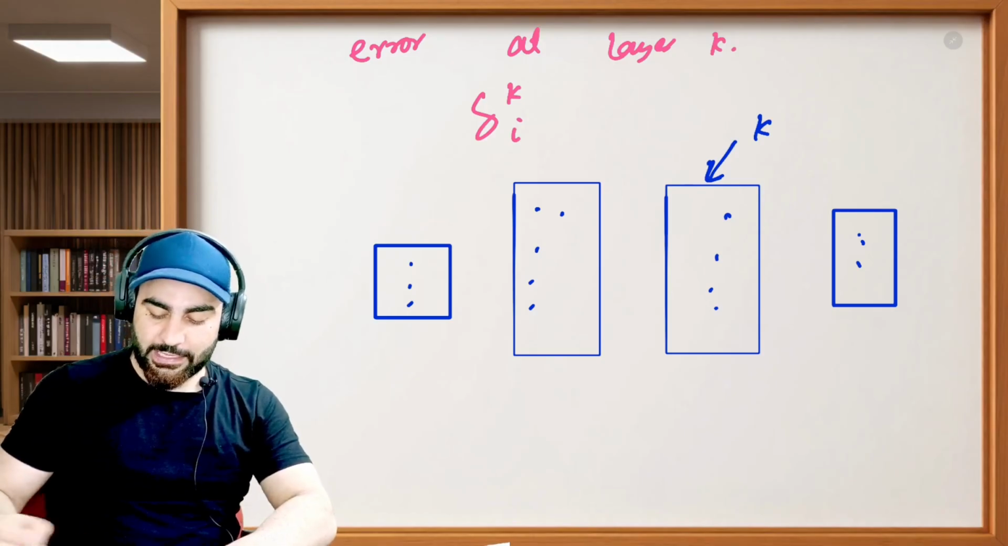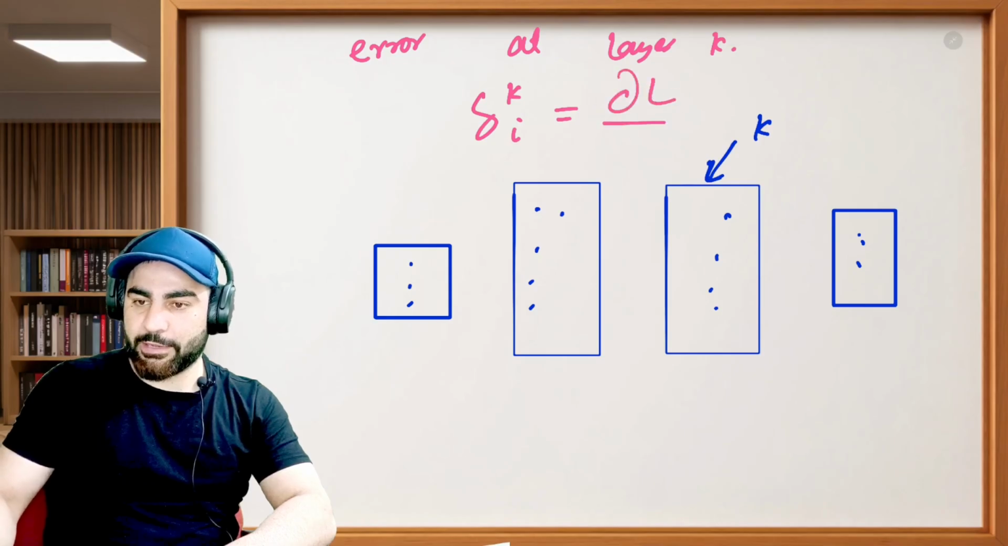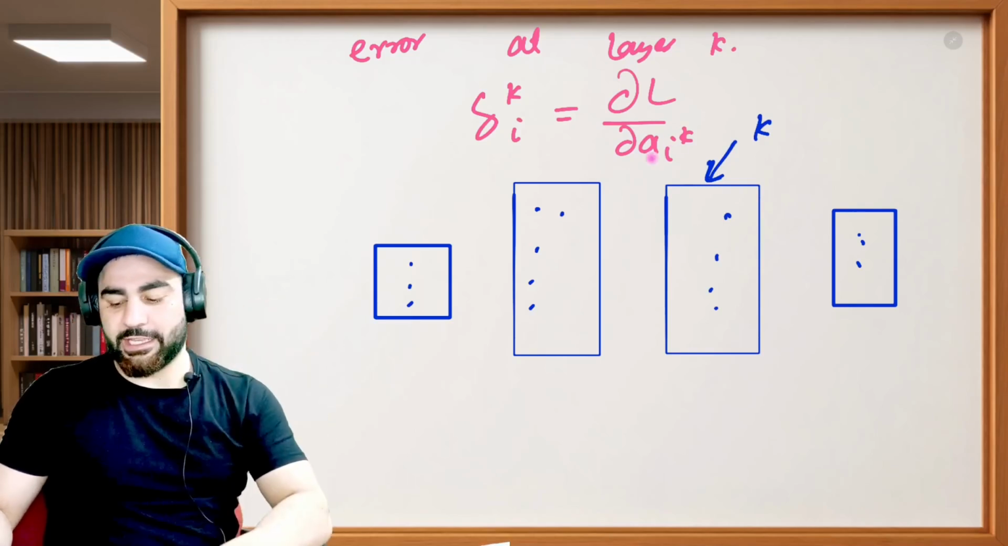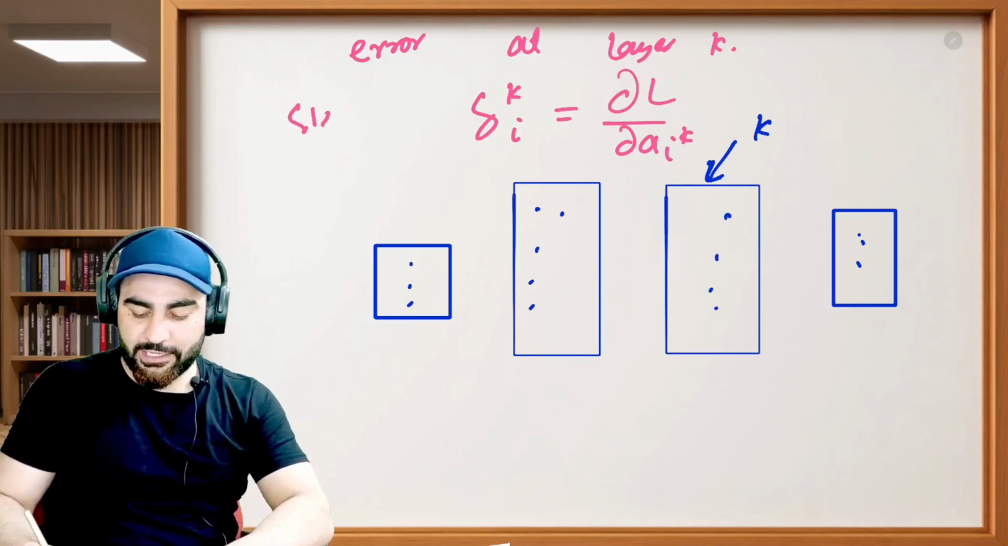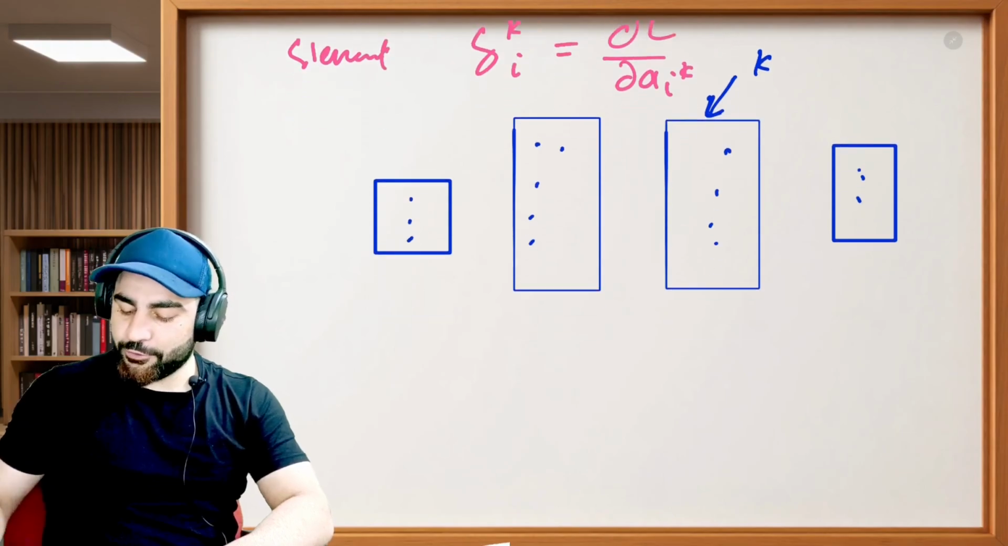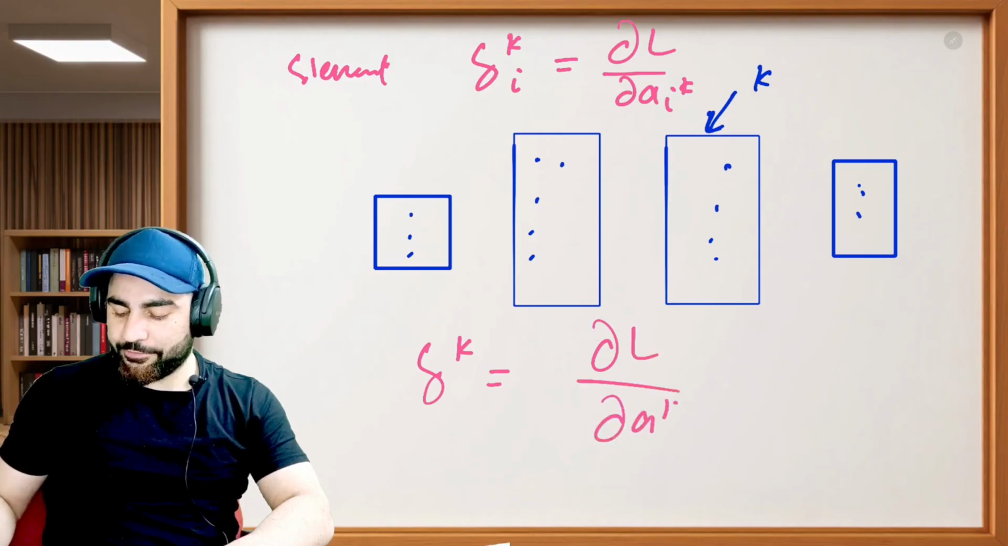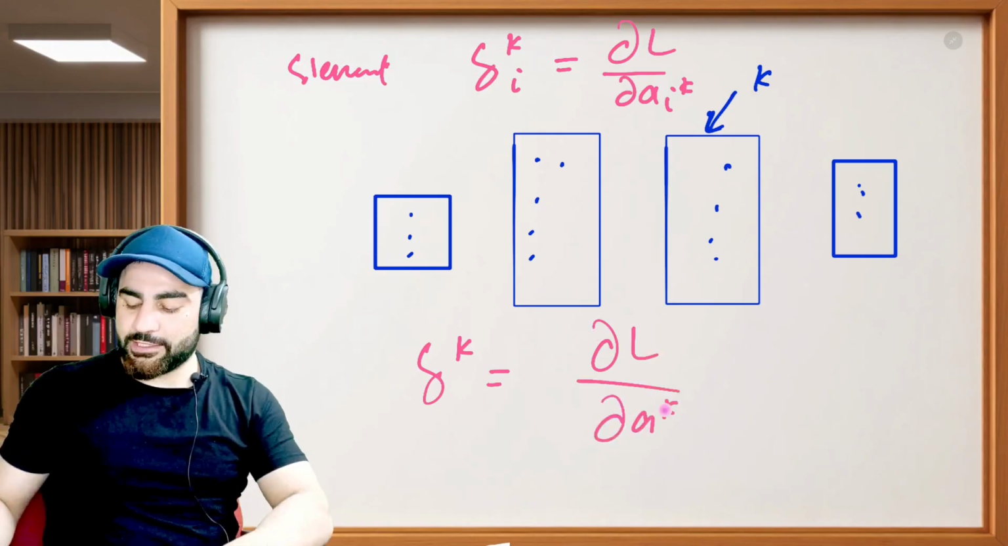So this error function is equal to ∂L by ∂a_i, and you know that on this function you will have this pre-activation. Pre-activation is a_i. So this is element-wise. Here I am saying it element-wise. Actually, if you see, I can write it in vector form like this: delta k. So this is ∂L by ∂a_k. Basically, I am taking the derivative of all these elements with respect to each of these.